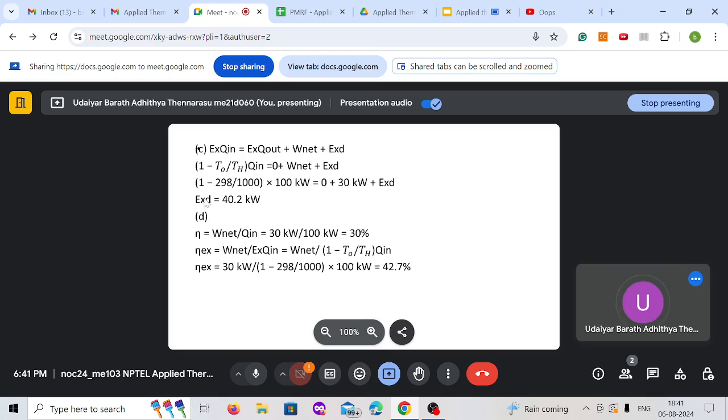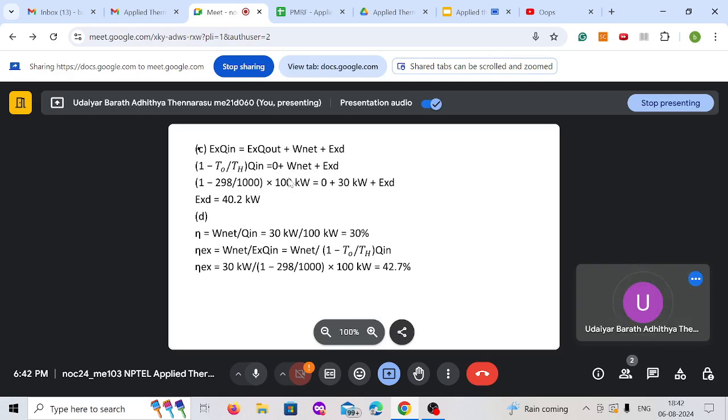So what this actually says is you are generating only 30 kilowatt of work, but you could have generated a maximum of 70.2 kilowatt. So if you are running a Carnot cycle, your efficiency of a Carnot cycle is 1 minus 298 divided by 1000, which will be 0.702. And you are supplying a heat of 100 kilowatt.